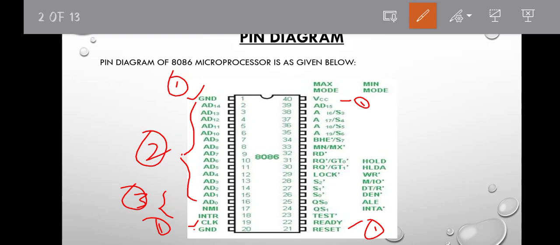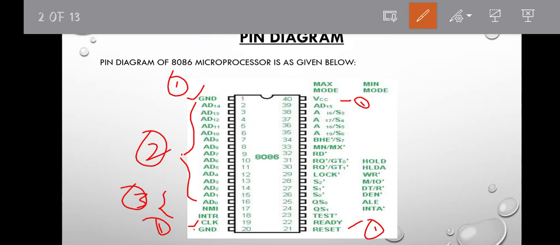Here the 17th pin is NMI, non-maskable interrupt, and another pin is also related to interrupt only, INTR, interrupt request. And after the ground it has the clock pin. The 19th pin is the clock. In these three steps we have covered the left side pins.